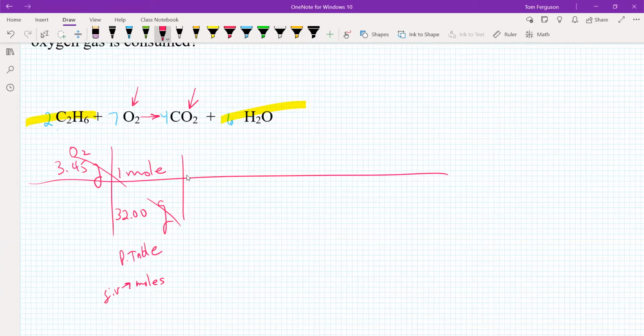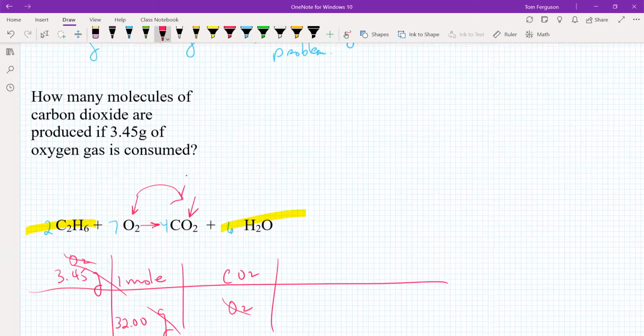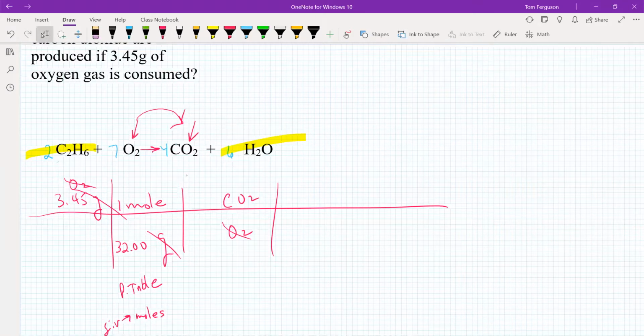Okay. The second step is we need to get from oxygen to carbon dioxide via the balanced equation. Okay. Oxygen needs to go on the bottom, so it cancels. Carbon dioxide is on the top. Okay, so that would be 4 and 7.